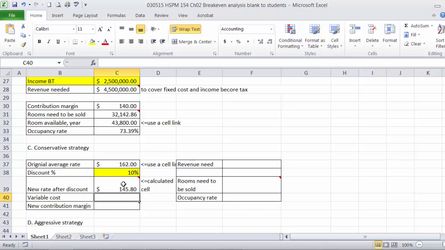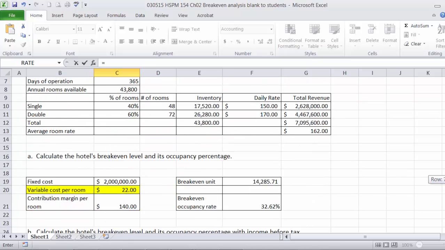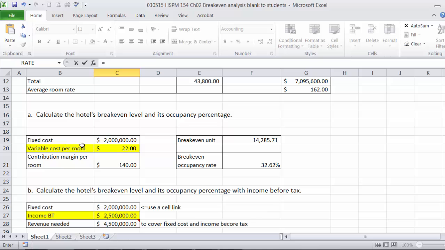The equation: just one minus your discount. So you use the original price times one minus your discount. All right, so what's the variable cost? Our variable cost still stays the same, so we use a link. That's to here.